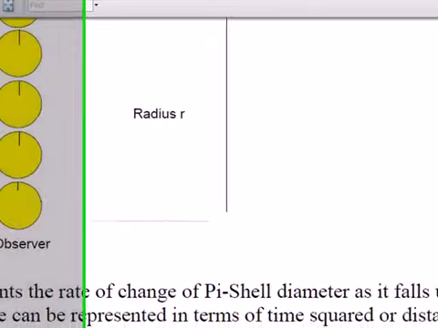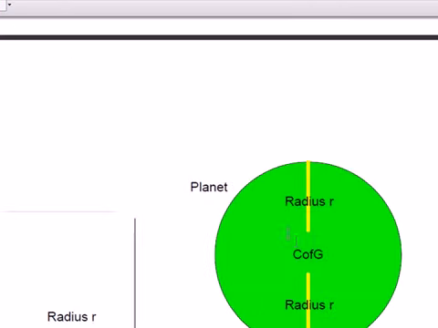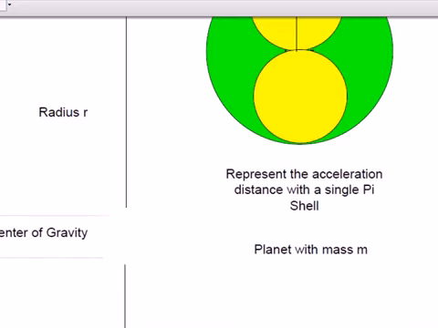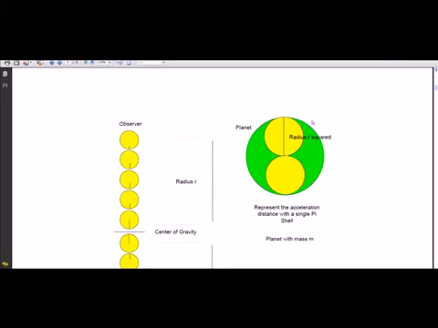The diagram I have here should hopefully make things a bit clearer. What we have is a planet such as this one here. The idea is that you can model the planet on a pi shell, which is another name for a sphere. It can be as small as an atom, or it can be as large as a planet. Within that planet, we can model the gravitational field as follows.